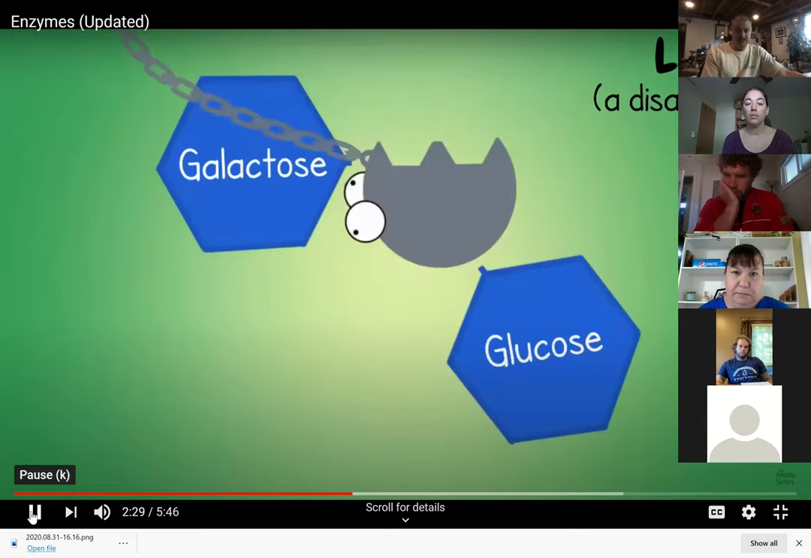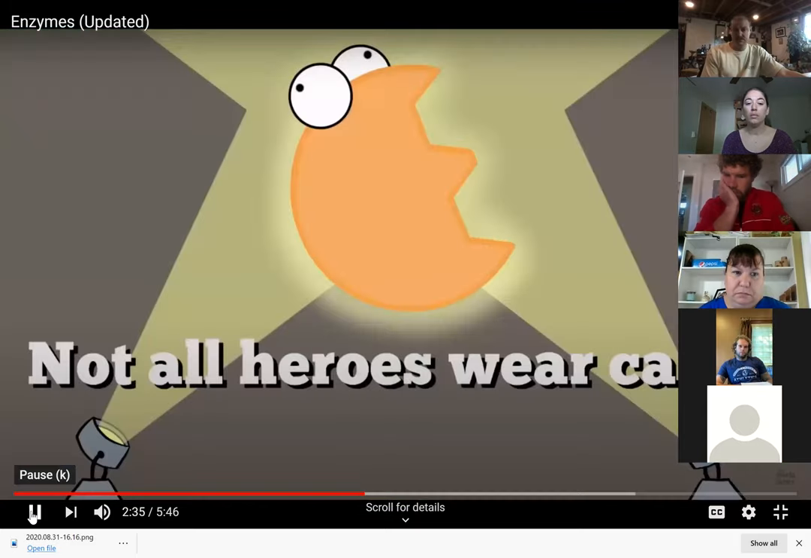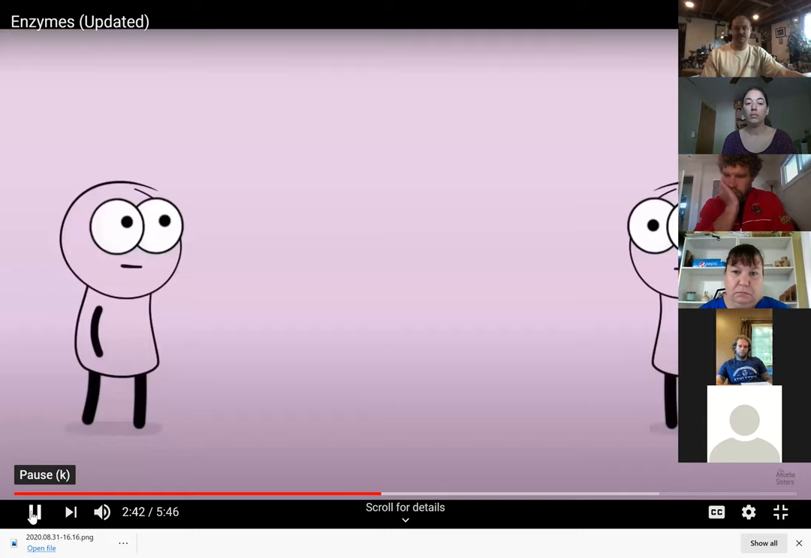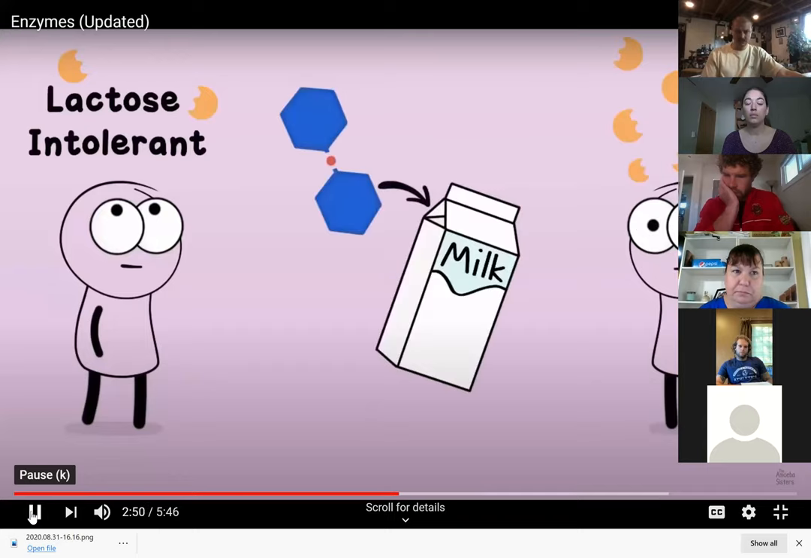And this is a lot better option than waiting for a chemical reaction with lactose to happen spontaneously. Now, with the lactase enzyme, lactose can be broken down quickly and digested. Now, there are some people that do not produce enough lactase. They can be what we call lactose intolerant, which means that if they consume foods that have lactose, such as milk, it can make them sick. They can't break the lactose down efficiently without lactase.